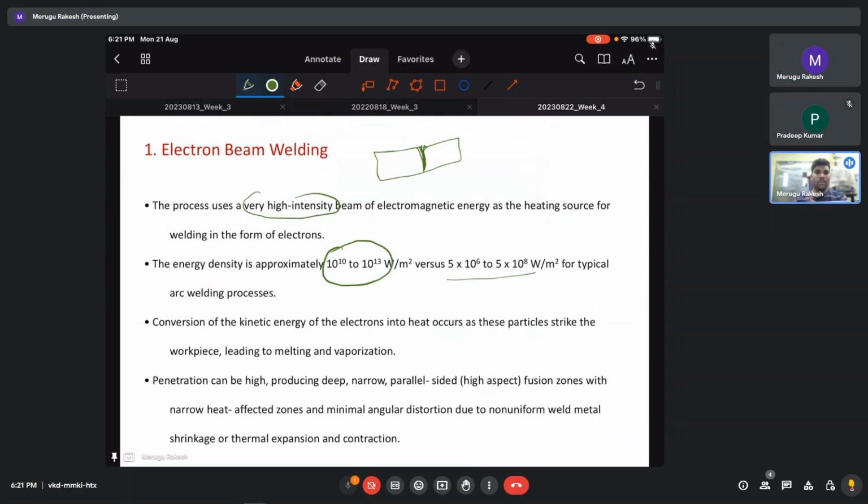Here we convert the kinetic energy of the electrons into heat as they strike the parent material, which is melted as well as vaporized. So we get a very high temperature at the welding zone. Since the heat input is very high, we get a very small heat affected zone. As I discussed, the penetration will be very high, producing deep, narrow, parallel-sided fusion zones with narrow heat affected zones, since your heat input rate or heat density is very high, so this energy density.